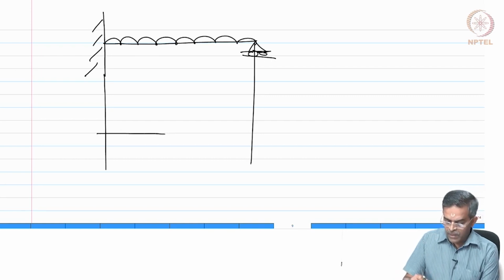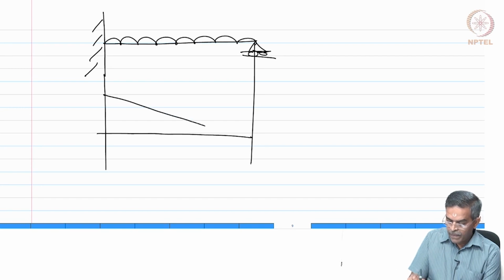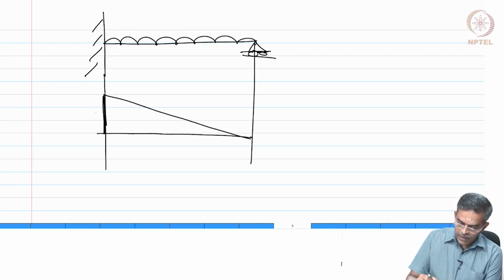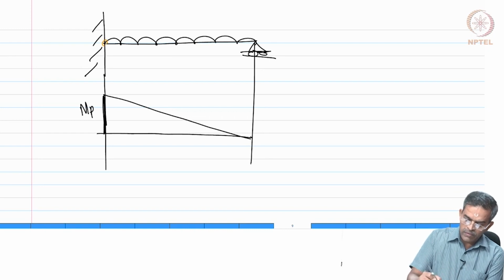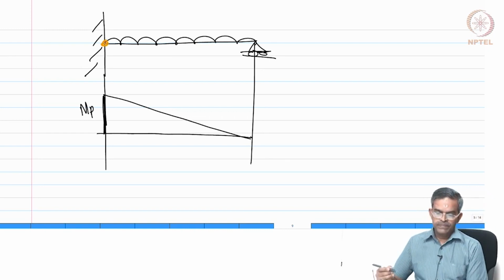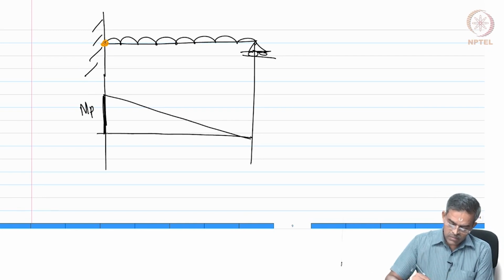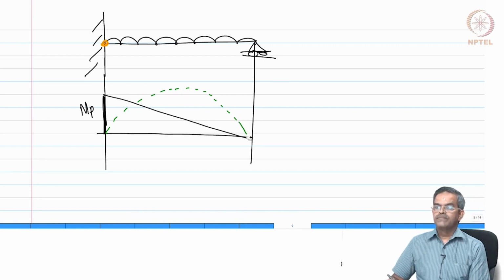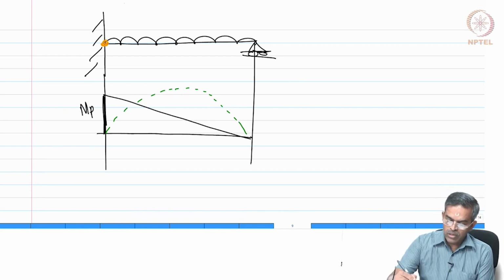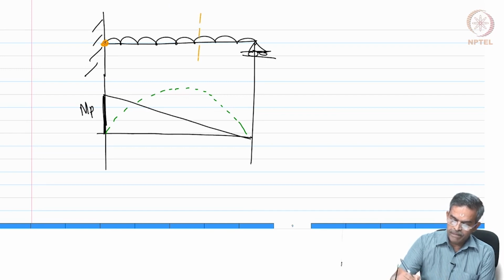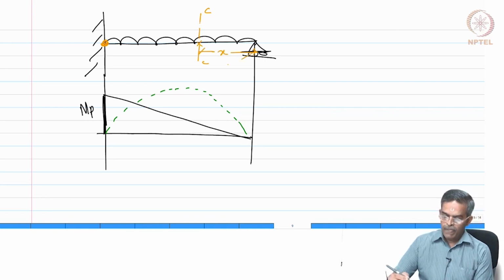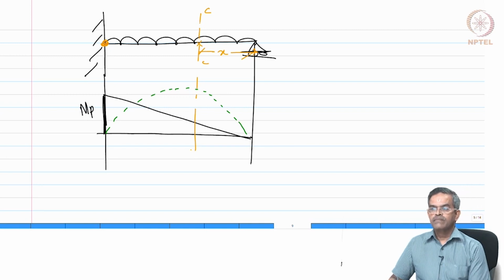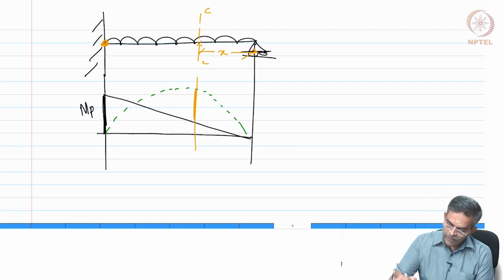So, we know this is going to be Mp, this is going to be Mp. So, one hinge will anyway form here. Let us say the other diagram is here. The section is going to be CC, which is a distance x from here, and there also the net diagram is going to be Mp. So, this is the net bending moment diagram.